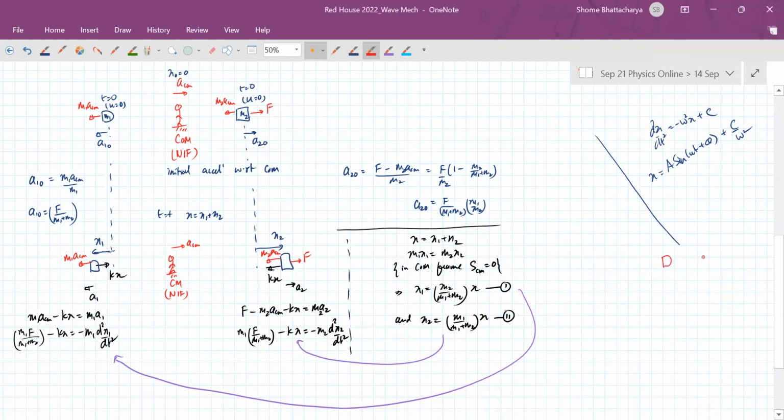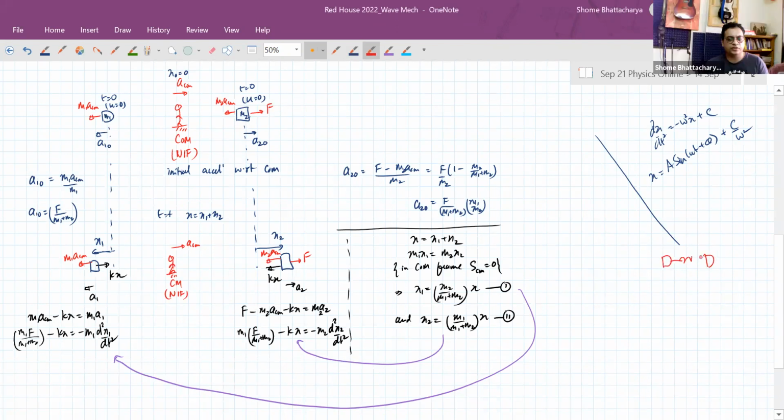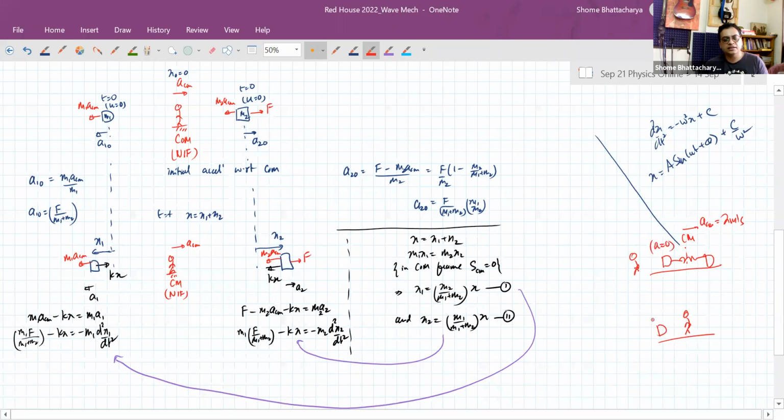Yes. Like suppose when you look in the ground frame, what you're observing is that the center of mass is setting off with an acceleration of, let's say, ACM is equal to 2 meters per second square. So next, when you get into the center of mass frame, and this one is at rest, okay, you see that this one has a negative acceleration of 2 meters per second square in the center of mass frame.